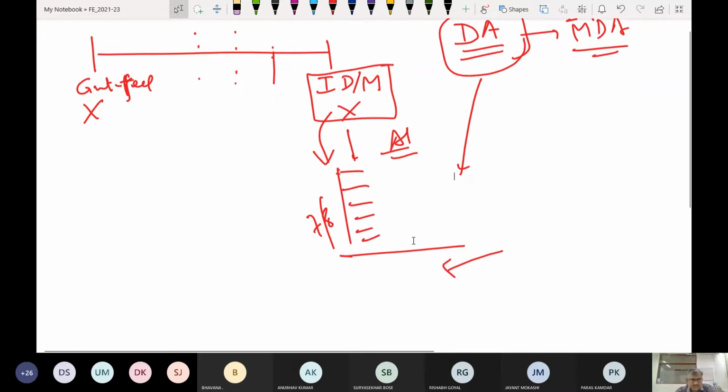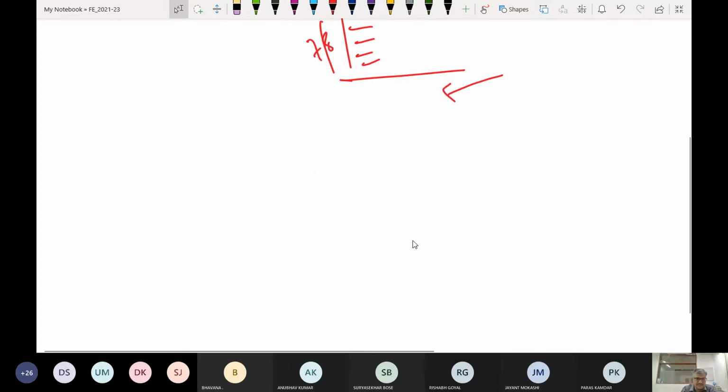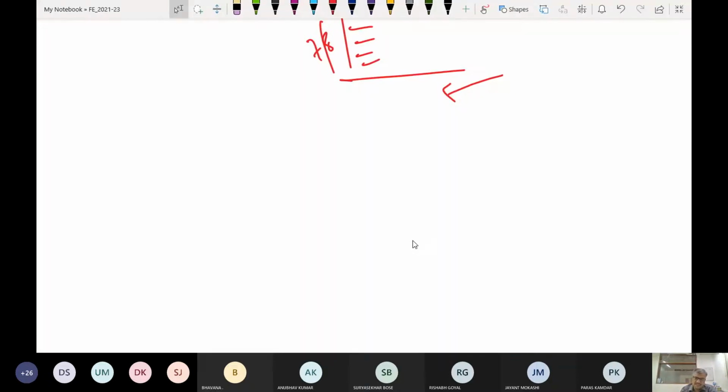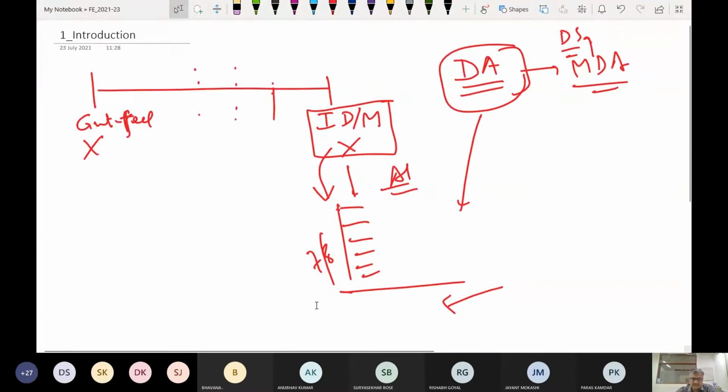Why am I referring to these things? I'm just trying to highlight the role of processed data in business. It is informed decision making which matters a lot when we talk about anything sensitive. This is one of the sensitive things, whether to give a loan or not to give a loan.